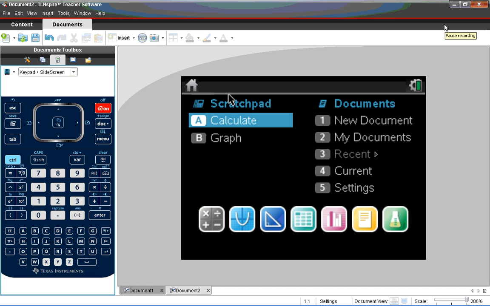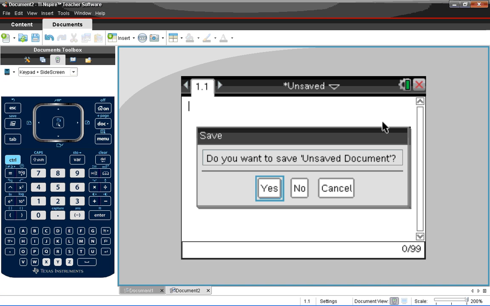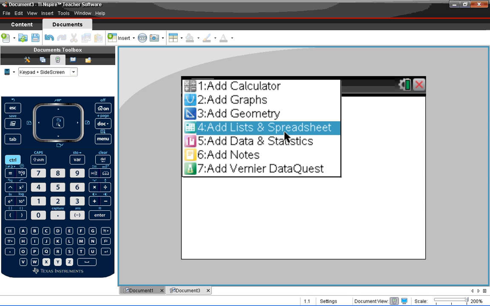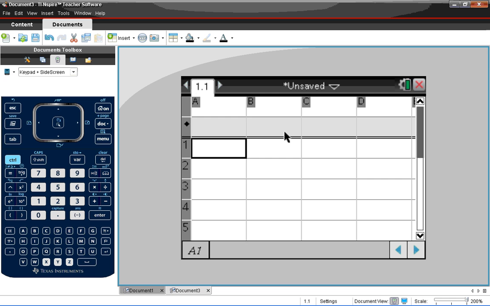Okay, so you've got your calculator, and you'll see the keypad on the left and the screen on the right. In order to get the equation, we're going to go into a new document. If it asks you to save, say no. First, we need to put in the data, so we need to add lists and spreadsheets. I'm going to call this X, and I'm going to call this Y. You could call it V and E if you like, but I'm just going to go with X and Y. And I'm just going to type in my values.